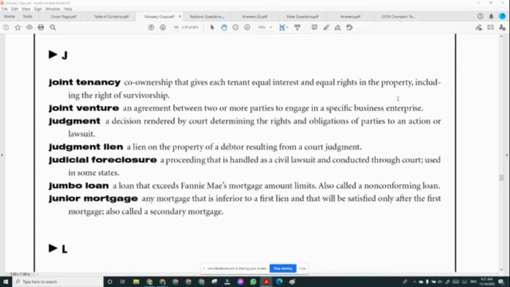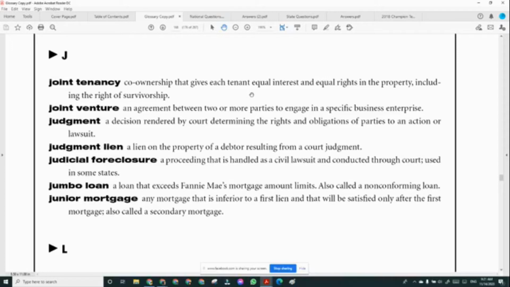T-TIP, T-T-I-P, time, title, interest, possession. It has to meet those 4 conditions in order to be joint tenancy. And it is 2 or more, right? Co-ownership. There's only one that is a single person or an entity, that's severalty.